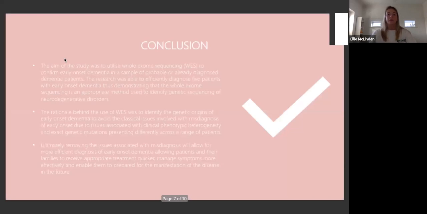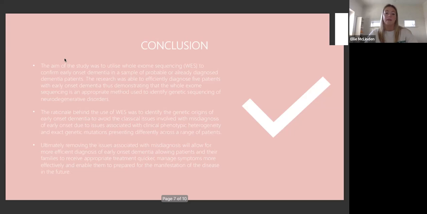To conclude, the aim of the study was to utilise whole exome sequencing to confirm the genetic origins of early onset dementia in a sample of probable or already diagnosed dementia patients. The research was able to efficiently diagnose 5 patients with early onset dementia, thus demonstrating that whole exome sequencing is an appropriate method to use to identify genetic sequencing of neurodegenerative disorders.